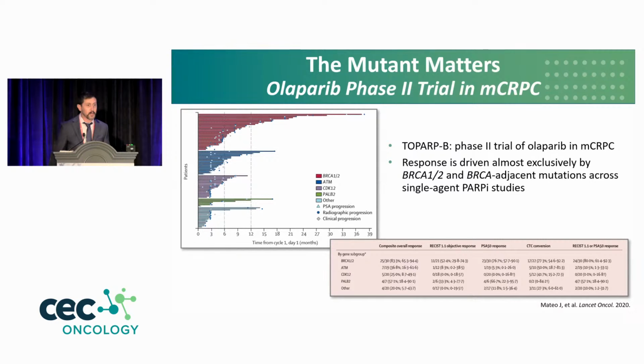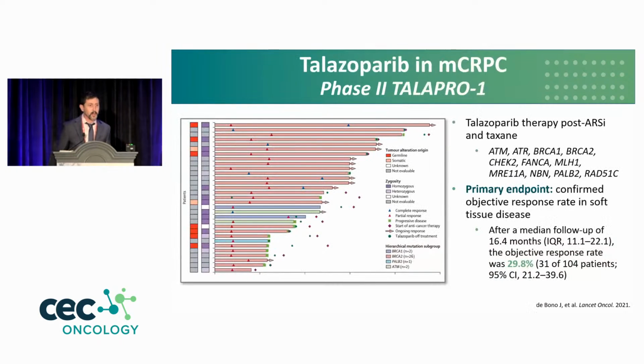So this again is just highlighting that the actual mutation matters, which gene. This is from TOPARP-B. This was the use of olaparib post-taxotere metastatic castrate-resistant prostate cancer. And again, highlighting in the different colors with red being BRCA, blue being ATM, that the response is driven largely by the BRCA mutant patients. Talazoparib in metastatic castrate-resistant prostate cancer, the TALAPRO-1 study. This was talazoparib after AR signaling inhibition and taxane, and the list of included genes there. Again, highlighting that the response is driven largely by patients with BRCA2 gene mutations, and the objective response rate seen in soft tissue disease as noted below. After median follow-up of 16.4 months, the objective response rate was around 30%.